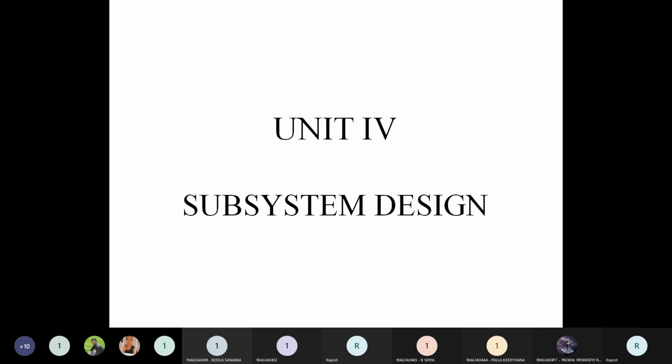Okay, we'll continue with our VLSI design. So you have covered three units, Unit 1, Unit 2, Unit 3. Now your fourth unit is related to subsystem design.